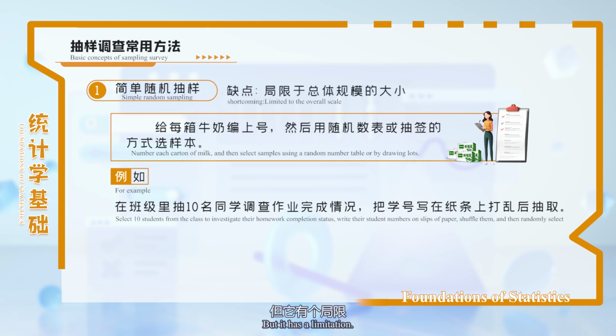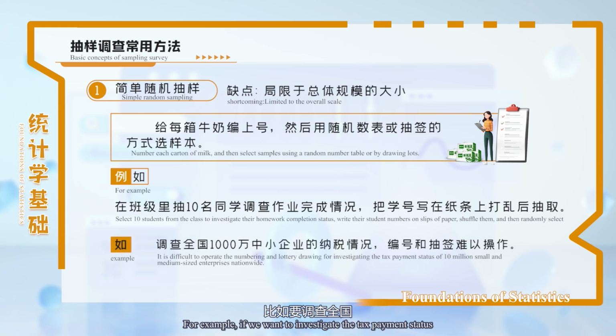But it has a limitation. If the overall scale is large, for example, if we want to investigate the tax payment status of 10 million small and medium-sized enterprises nationwide, it will be difficult to operate the numbering and lottery methods.